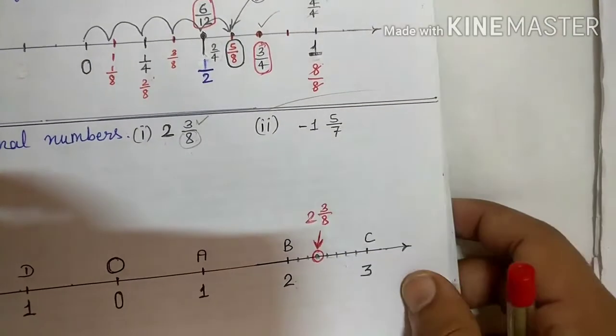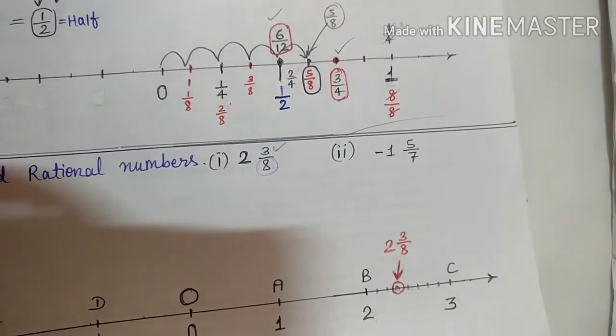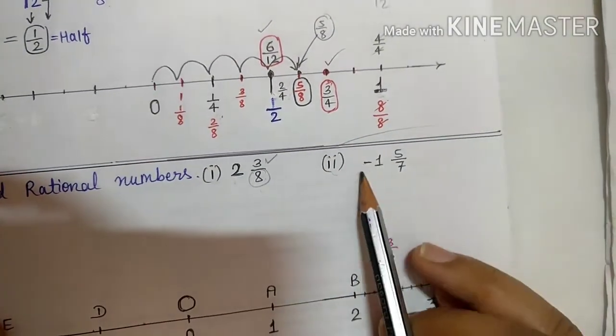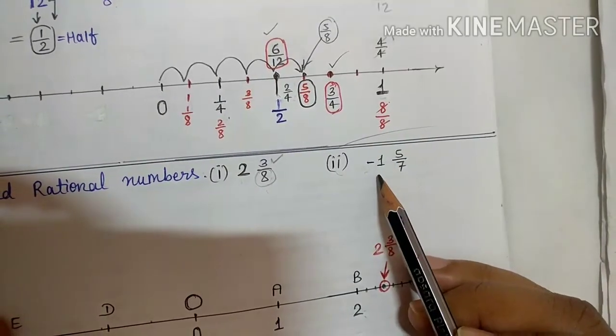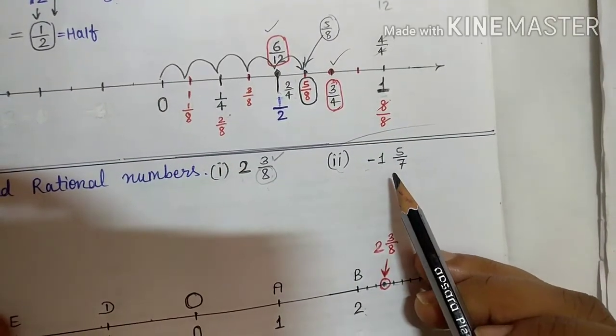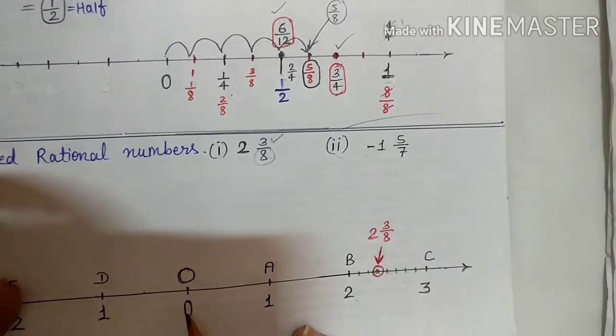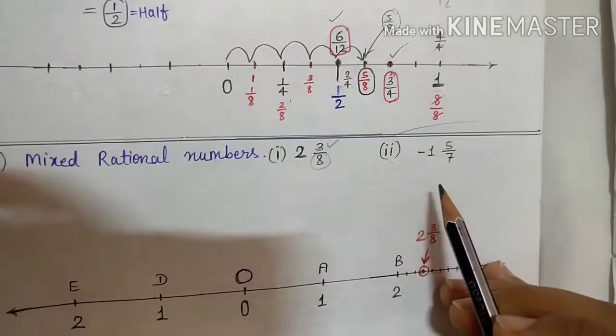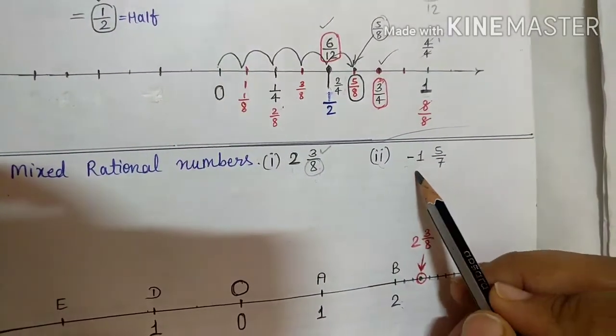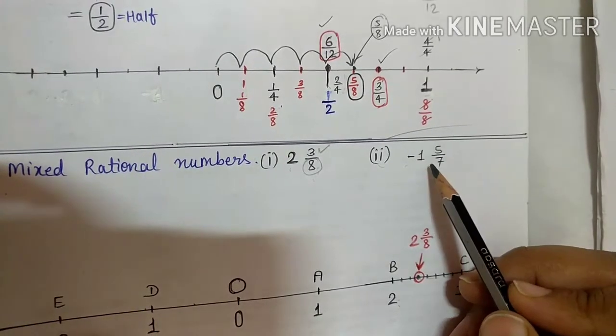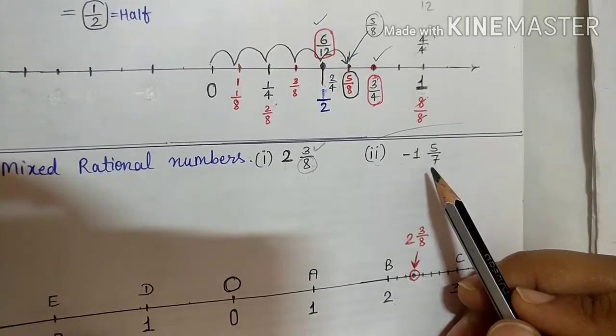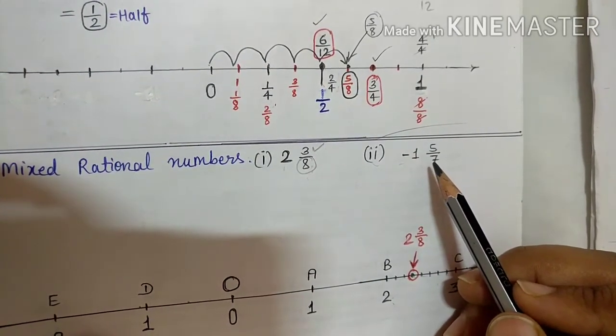Now move on to the second part. What is the second part? Just check here properly. It is -1 5/7. What is the number? -1. It means we have to represent this number on the left hand side of 0. So -1 5/7. This number will be represented between -1 and -2.